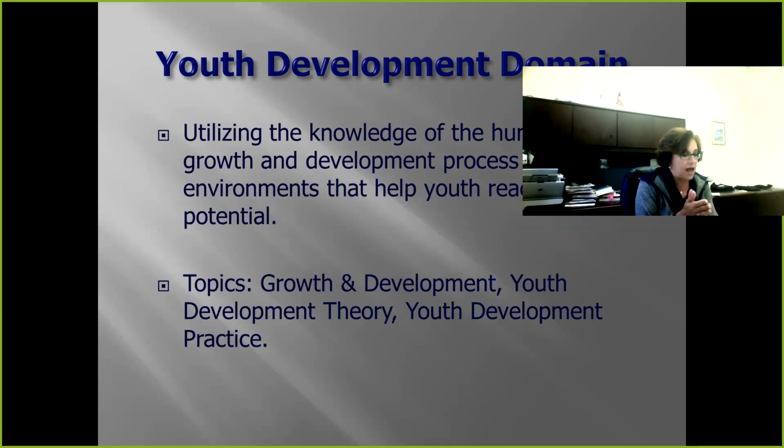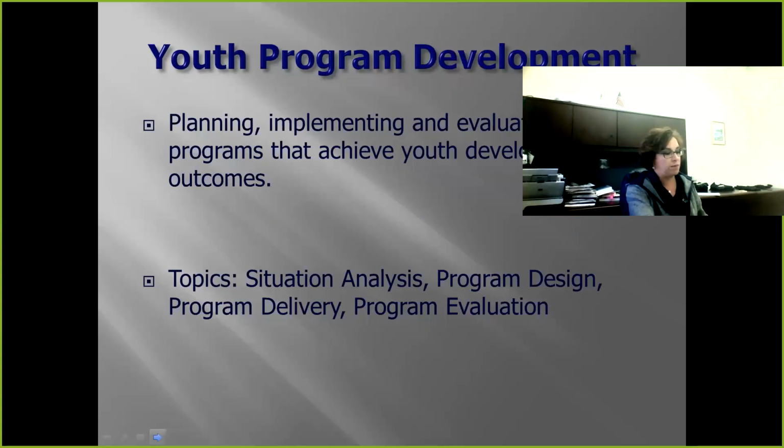It's also looking at what the essential elements of 4-H are, and we're going to be talking about a lot of these principles as we move through these orientation sessions. Life skill development and mastering those competencies for that youth development domain. So again, things like growth and development, youth development theory, and then the practice. We also have the youth program development domain. This is planning, implementing, and evaluating programs that achieve our outcomes. We may know how to work with young people, but do we know how to design and create programs effectively?